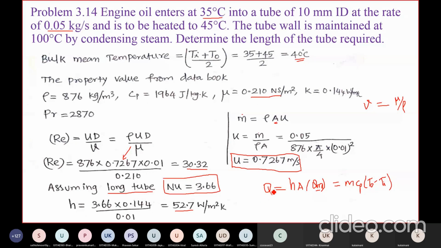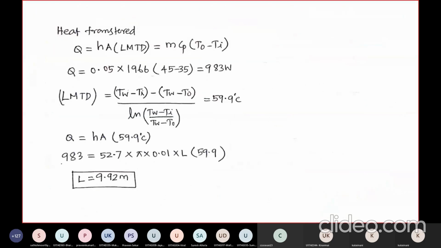Once you know the Q, in this case the inlet fluid temperature as well as the outlet fluid temperature are known. Therefore I am using this relation: Q is equal to m dot Cp (To minus Ti). From that I find out Q. Then once you know Q, Q is equal to h A into theta m. Theta m is the logarithmic mean temperature difference.